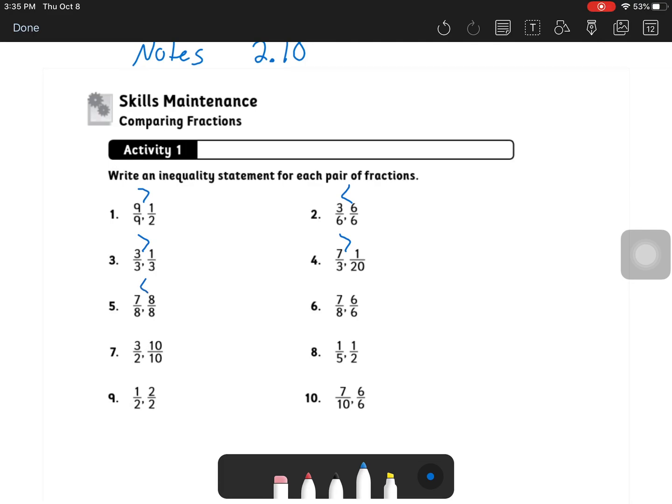7/8 is less than 6/6 because 6/6 is equal to 1. 7/8 is less than 1. 3/2, that's going to be greater than 10/10. 3/2 is bigger than 1. 10/10 is equal to 1.